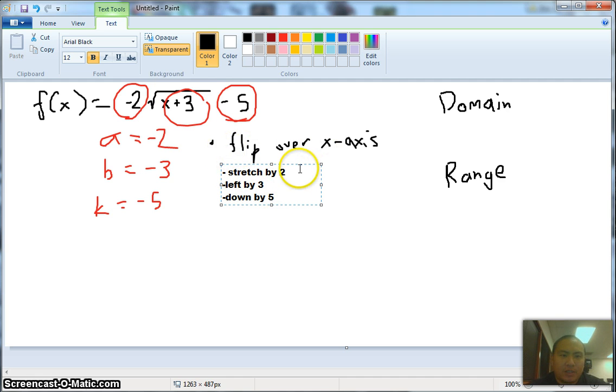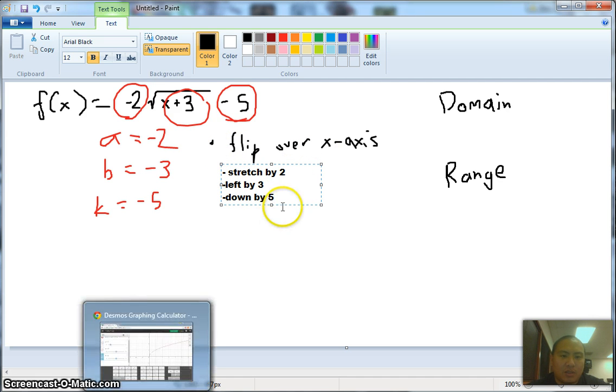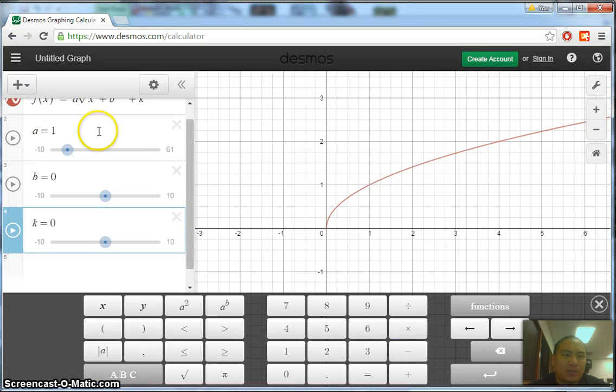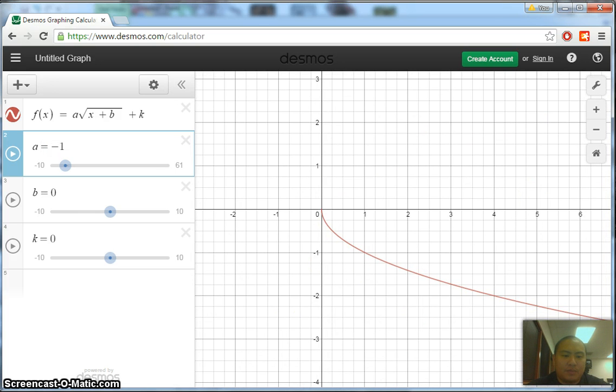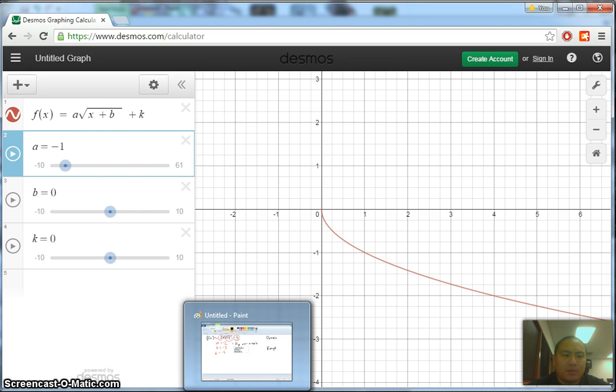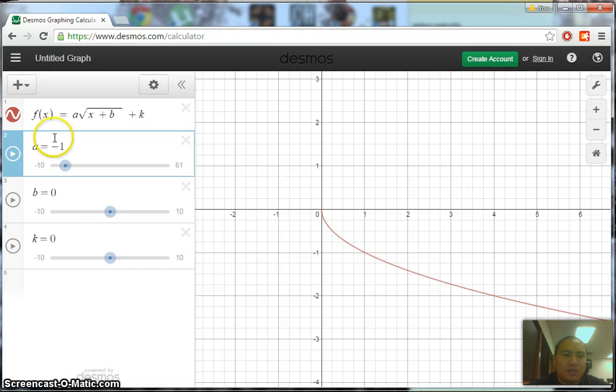So we're going to follow these things and just check to make sure it works. Flip over the x-axis. So the first thing I'm going to do is take this and make this a -1. So we flipped it first. Now the next thing you're going to do is stretch by 2, and you're going to see that over here.